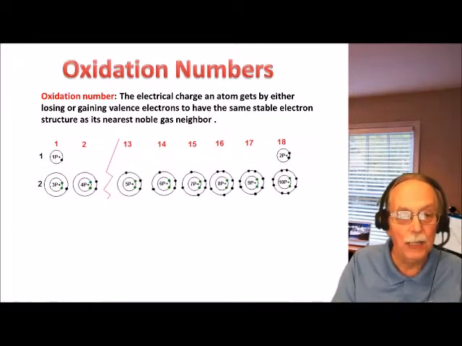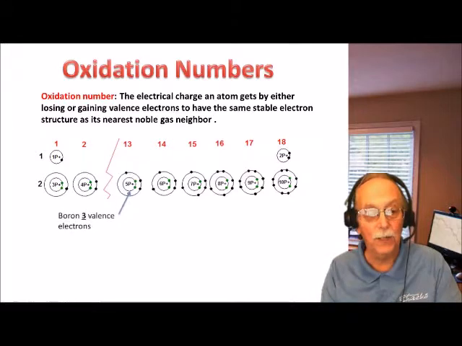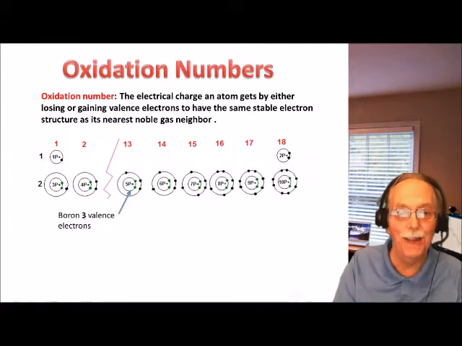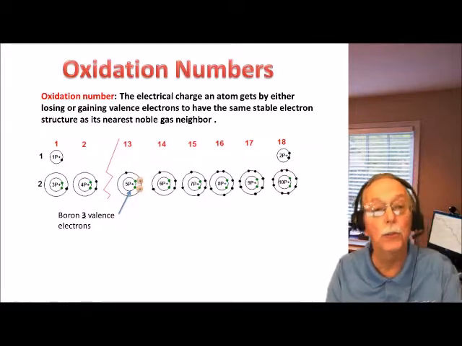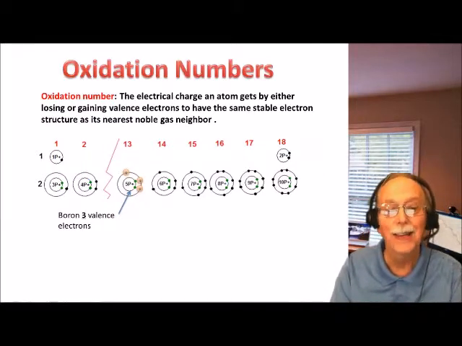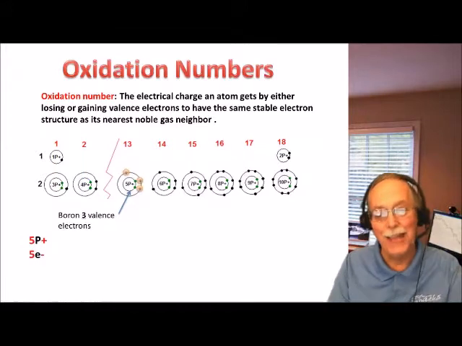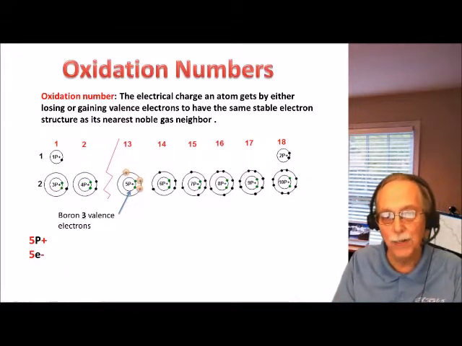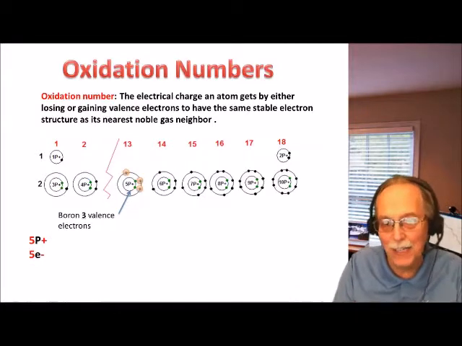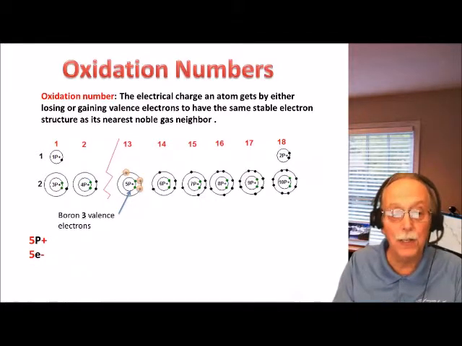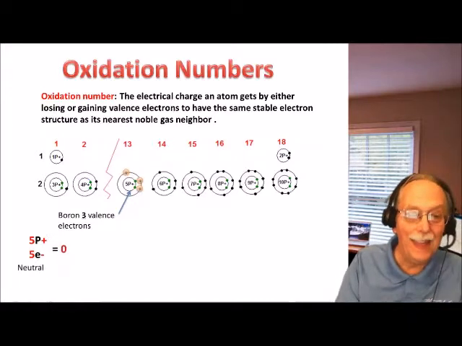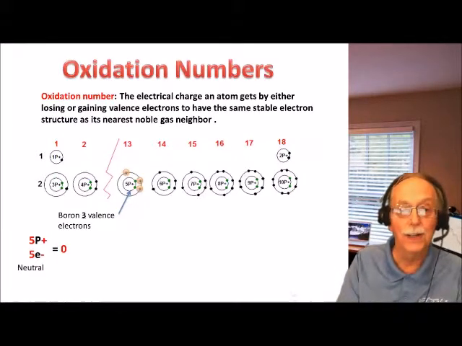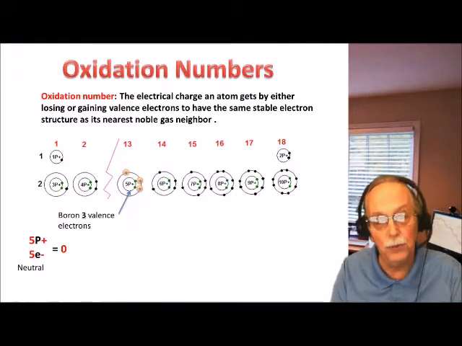Here's our periodic table. The next element we're going to look at here is boron. And our boron atom has 3 valence electrons. There they are, 1, 2, 3. 3 valence electrons. Our boron atom, as it sits here, has 5 positively charged protons in the nucleus. It has 5 negatively charged electrons orbiting that nucleus, and that gives it a net charge of 0. In other words, as it sits here, it's electrically neutral.